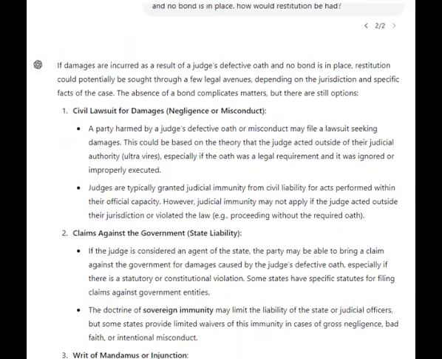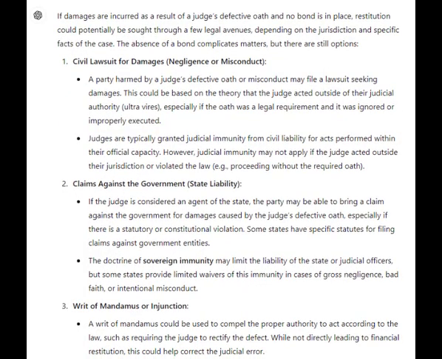If damages are incurred as a result of a judge's defective oath and no bond is in place, restitution could potentially be sought through a few legal avenues, depending on the jurisdiction and specific facts of the case. The absence of a bond complicates matters, but there are still options.